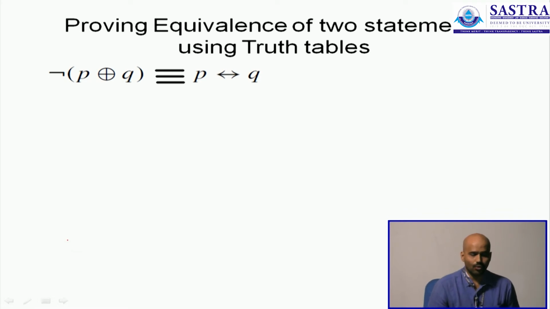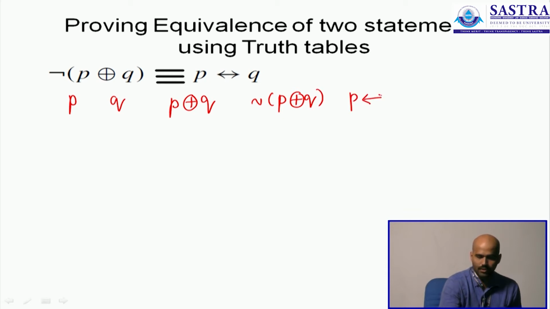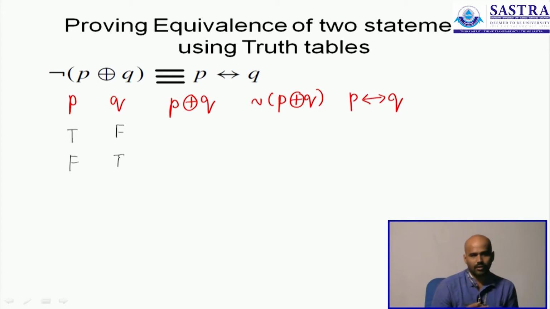We have only two statements considered, so there are only 4 input sequences. We need an exclusive OR, and we are also supposed to negate the exclusive OR, flip the answer, and we also have to construct a biconditional involving P and Q. The input sequences can be filled up. You must be very comfortable with them by now. We have drawn like 20 to 25 truth tables so far, so you must be feeling pretty confident about how to write these 4 or 8 rows.